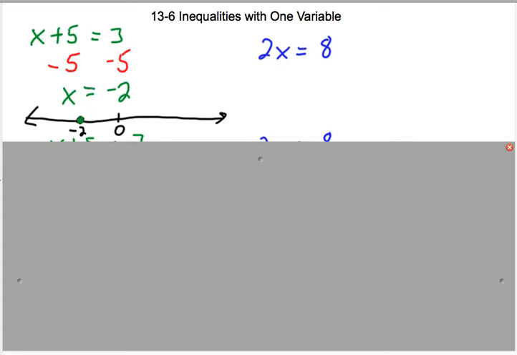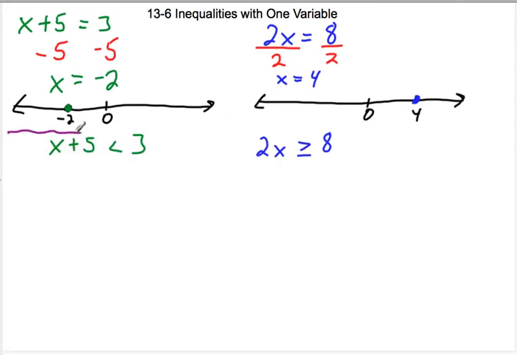Pretty simple. So let's say you were doing the problem on the right. Again, you probably remember this. You have to divide both sides by 2, and then you end up with x equals 4. And if you wanted to graph that, you would draw a number line, label a point or two, and we can put a dot at 4.